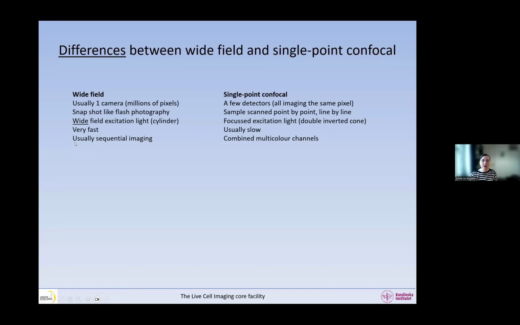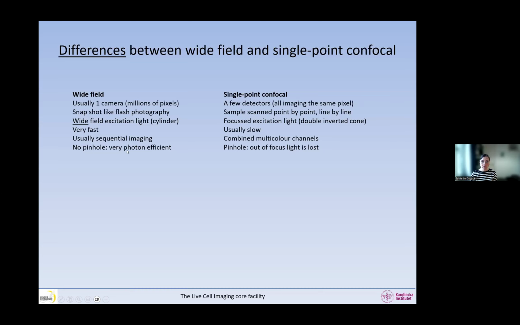In general, we can only do sequential imaging on the wide field system, which means that we would image the colors one after the next, not together. Whereas on the single point confocal, because we have several detectors, we can combine different colors and image them together. For example, the green and the far red, and the blue and the green, as long as we do not have any bleed through. So that allows us to go faster because we can image several colors at the same time. On the wide field system, we have no pinhole, and that means we are very photon efficient.